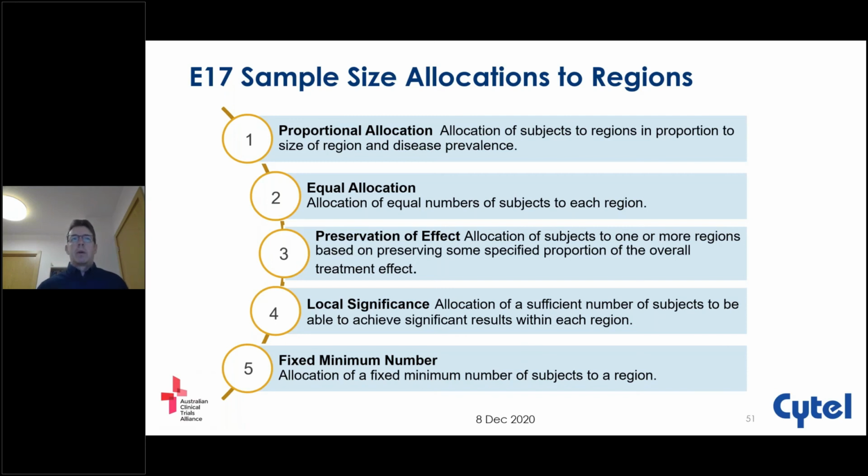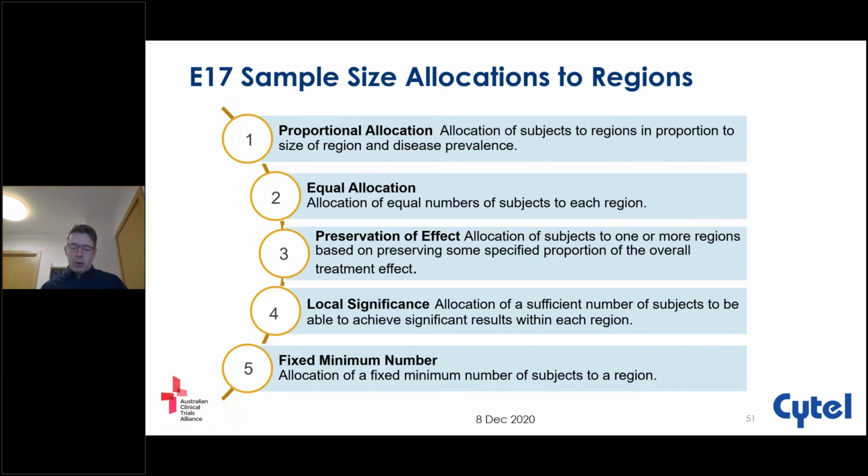And if you're doing work in Japan, this is one that clearly you need to get to, because there's quite a specific guidance around this one. Achieving local significance, sufficient number of subjects to be able to achieve a significant result within each of the regions. So a significant p-value by region, that's an interesting one. And then a fixed minimum number. So there's a minimum number of subjects in any particular region.